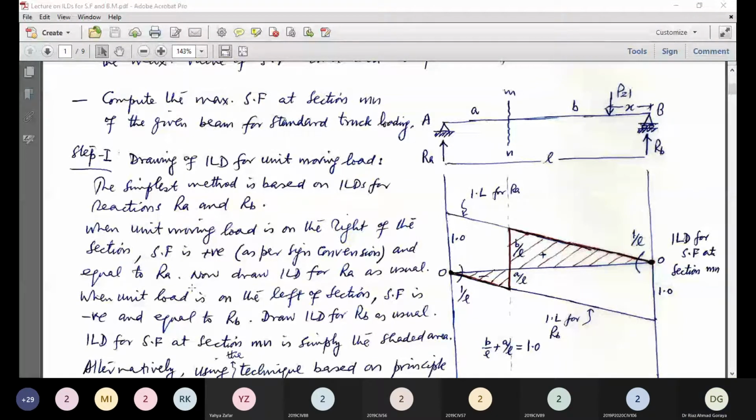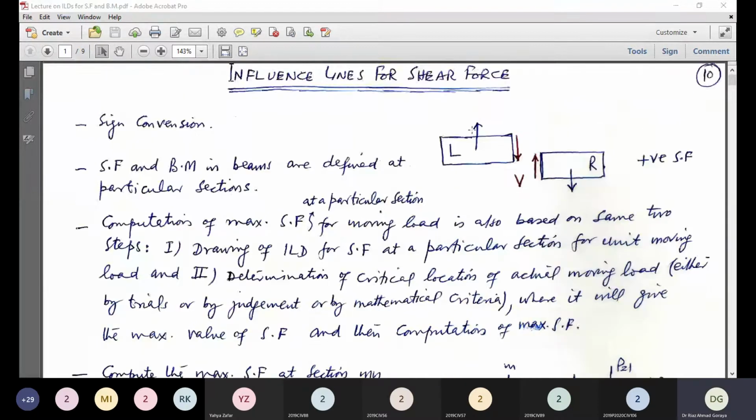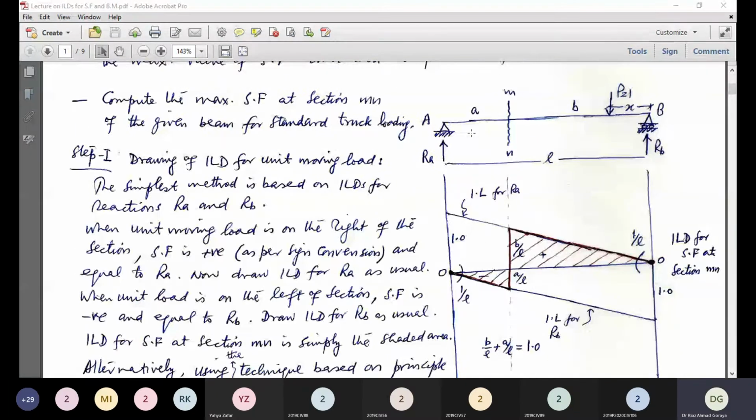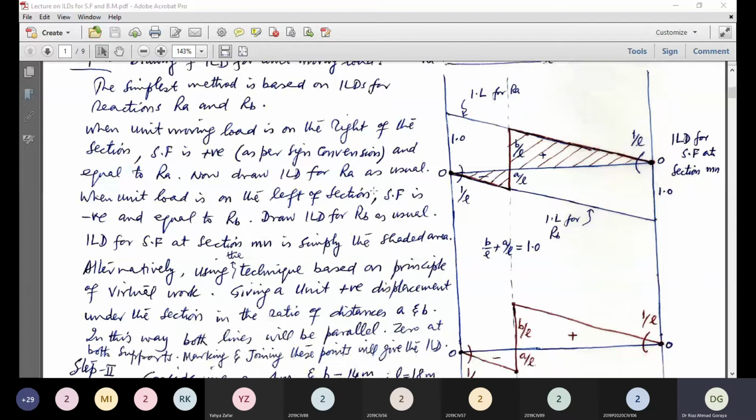Now when the unit moving load is on the left of the section, this left portion is going down, and according to this sign convention, the shear force will be negative. Considering the right portion, the shear force will be equal to RB. This is from the basic definition of the shear force. So we will draw the ILD for RB as usual, 0 at A and 1 at B. This is a straight line.